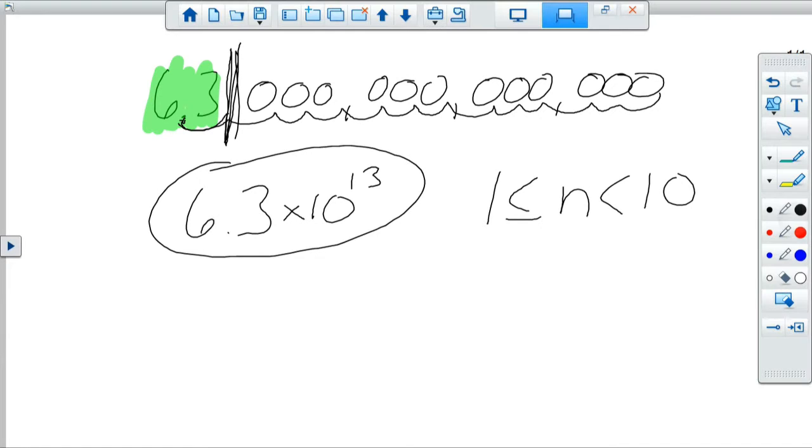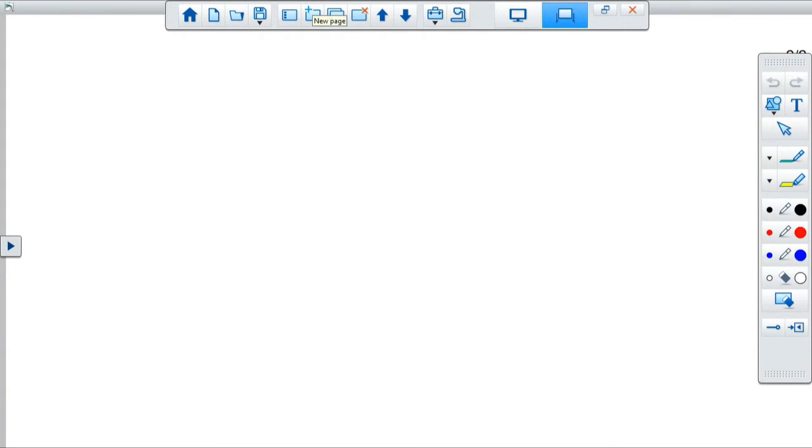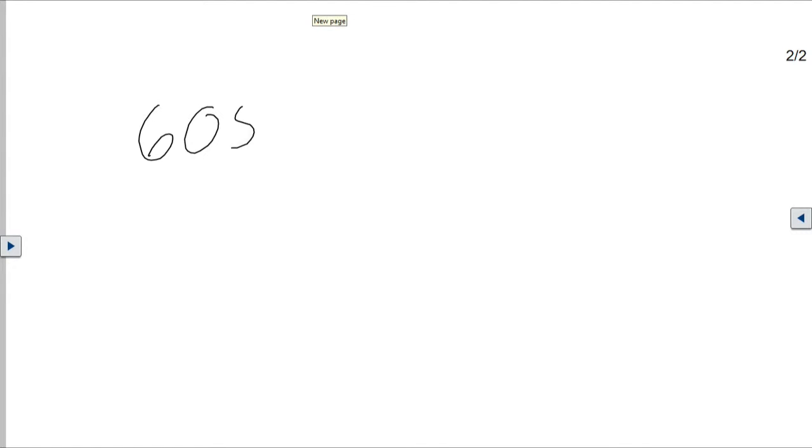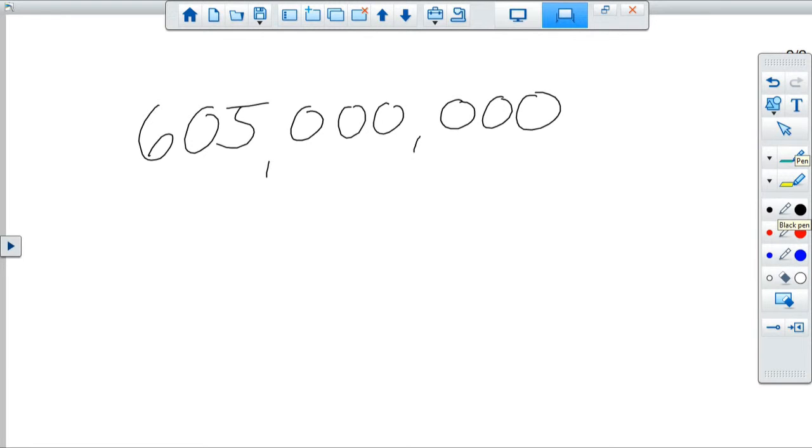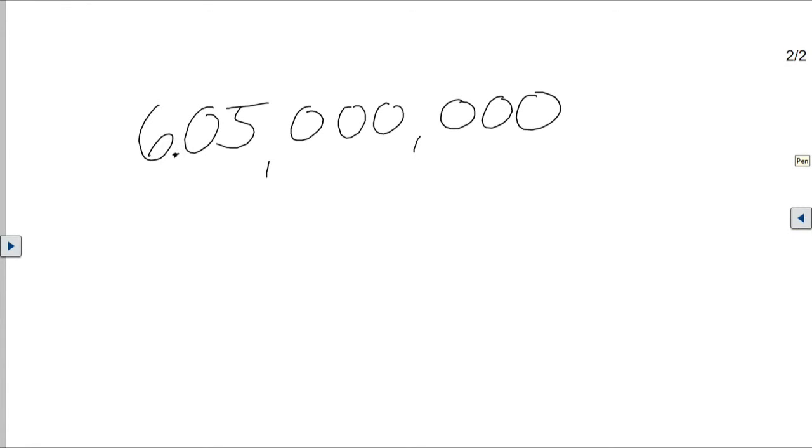Okay, let's do one more of those. All right, 605 million. All right, not a really big number, but enough zeros to where we might want to rewrite it. So again, put our decimal point after the first non-zero number. So right after that 6, and we're going to cut it off when only zeros are left. Okay, so I'm not cutting it off after the first 0 because I have a 5 after it. So my first number is 6.05.